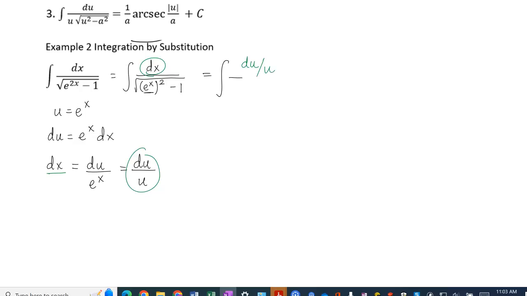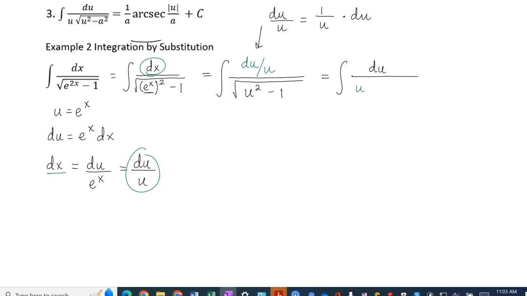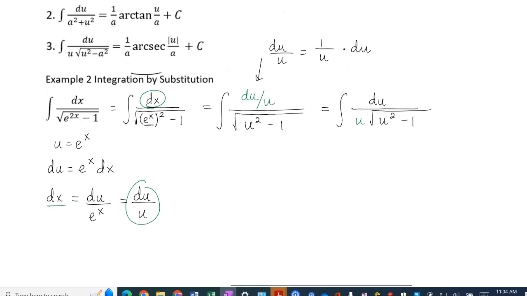divided by u in the numerator, and then in the denominator we have the square root of u squared minus 1. Now I'm going to do a little bit of algebra. That du divided by u in the numerator, I will just point out that du divided by u is the same thing as 1 over u times du, and that 1 over u, I'm going to just write with the u in the denominator in front of that square root. And now this integral looks very much like this integral, where our a value is equal to 1, since we are subtracting a 1 right there.